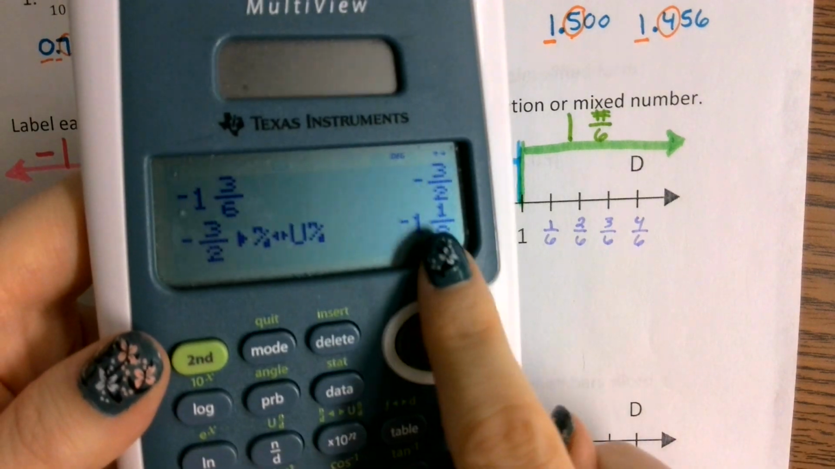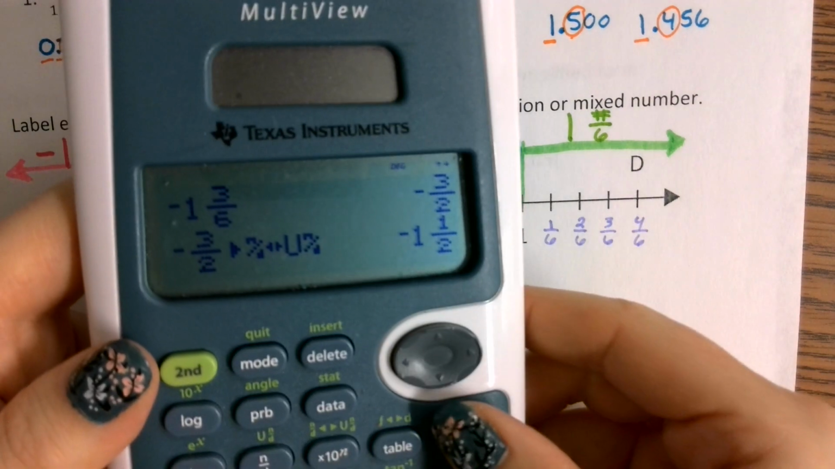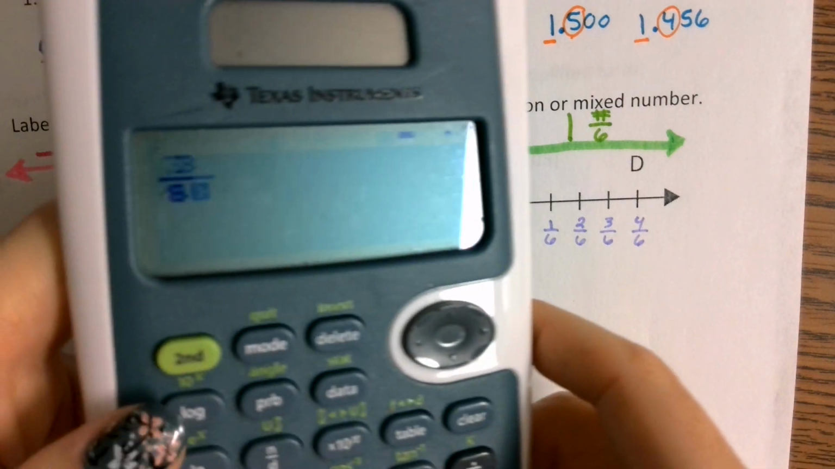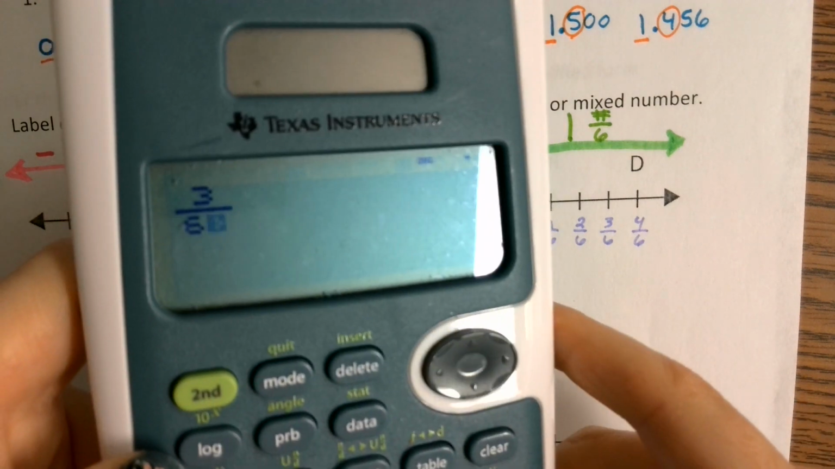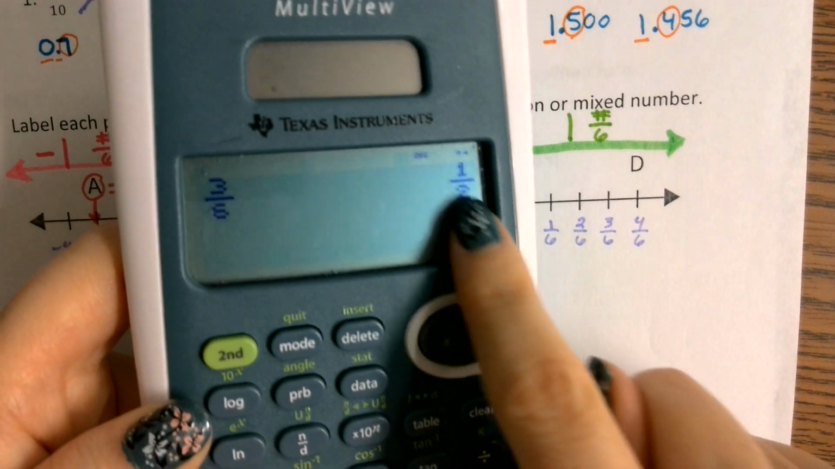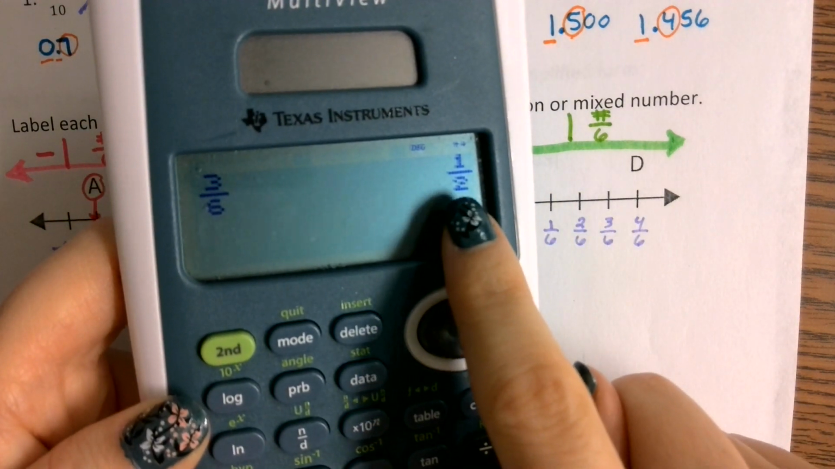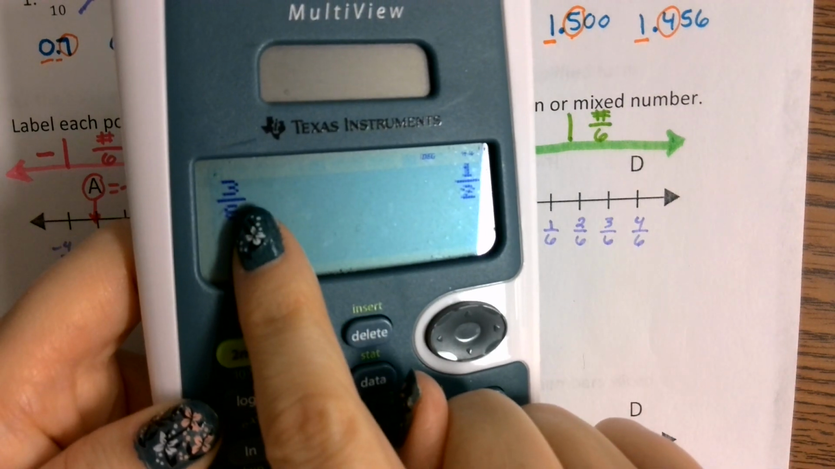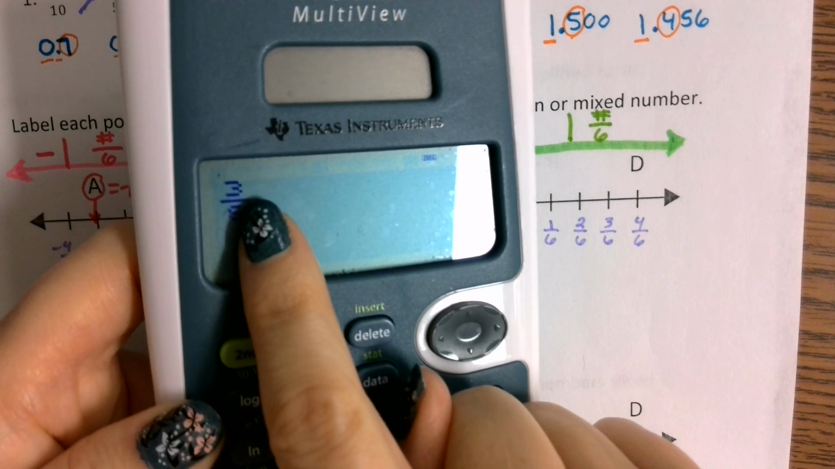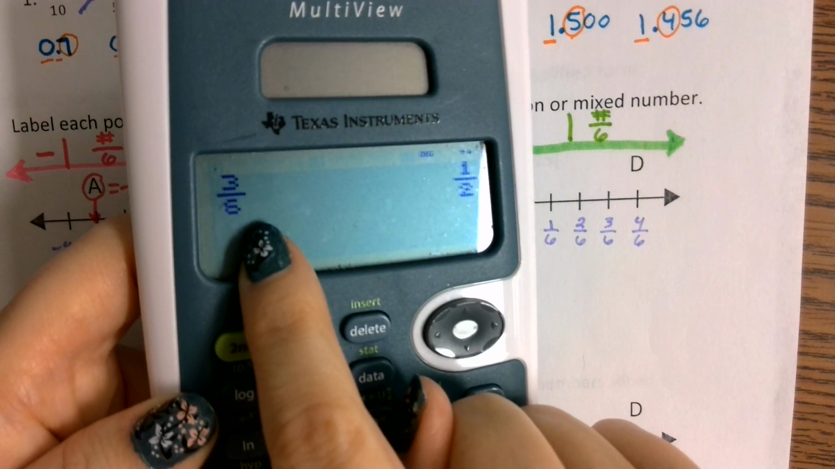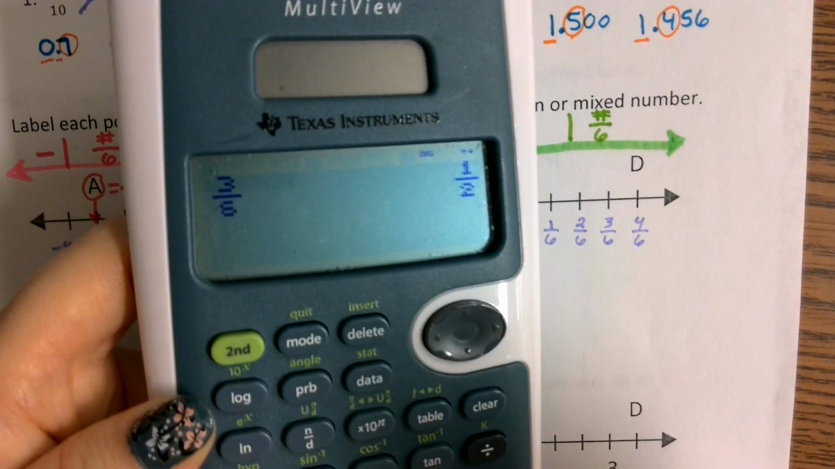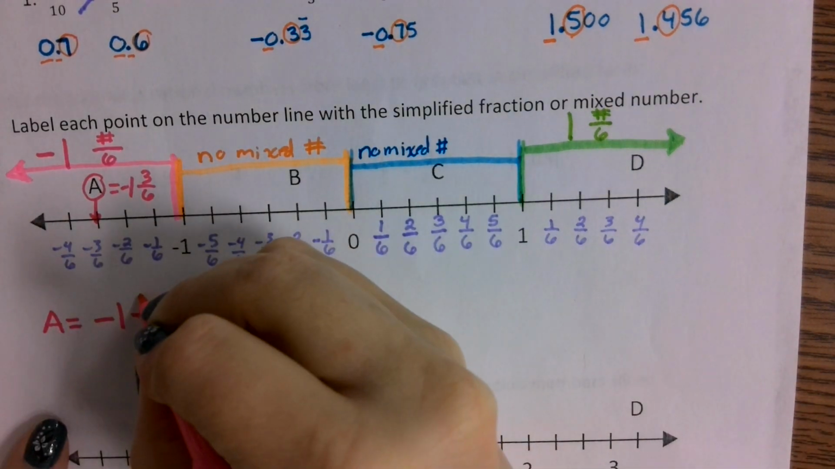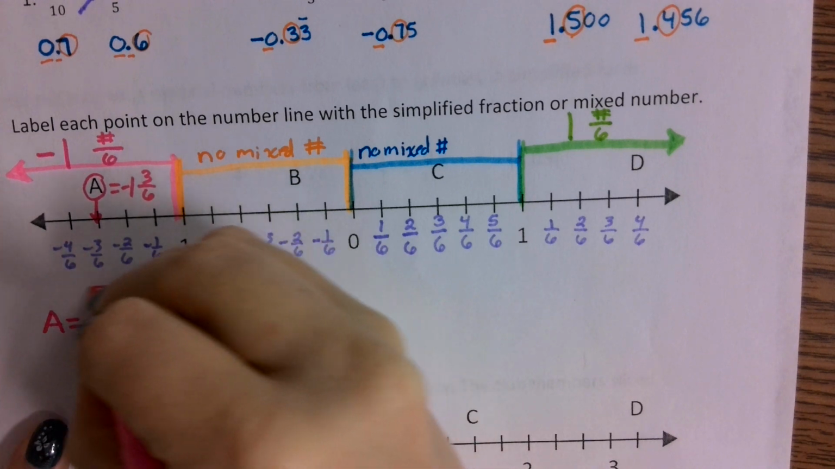Now, you don't have to type it in as a mixed number. You could just type the fraction part in. You could just type 3 over 6 and hit enter. And it will show you, hey, your fraction portion needs to be simplified to 1 over 2, which makes sense. 3 can be divided by 3. 6 can be divided by 3. Both of those would give you 1 over 2. So point A is at negative 1 and 1/2.